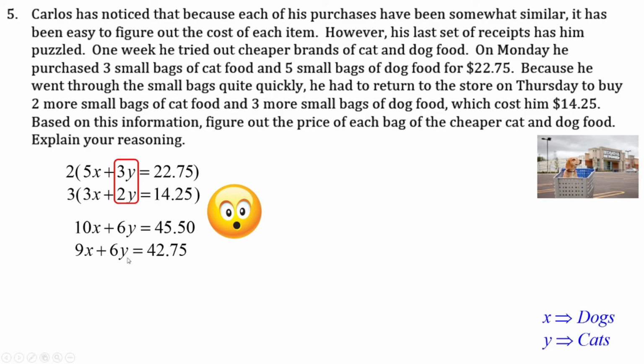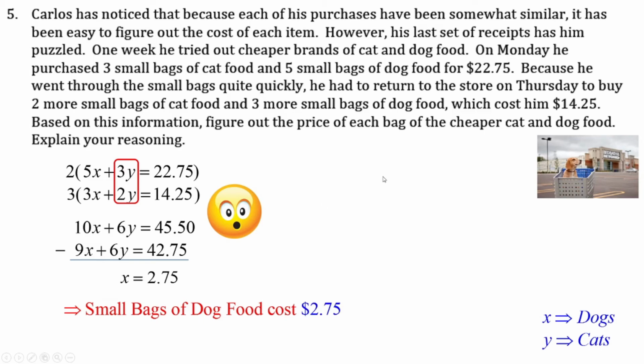Now look at our 2 equations. 6y's over 6y's, I think we can subtract. And now look how easy this becomes. 10x's minus 9x's would be x. 6y minus 6y cancels, and $45.50 minus $42.75, is that what, $2.75? $2.75. So guess what? And X was what? Small bags of dog food. So that implies small bags of dog food cost $2.75.